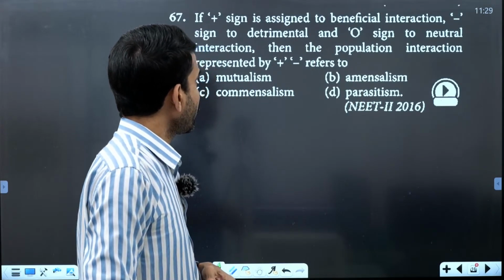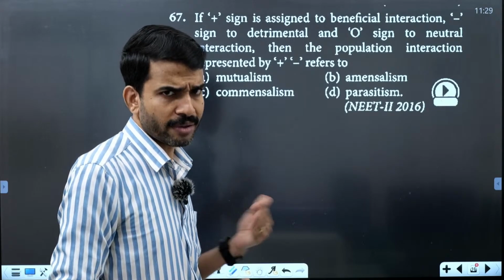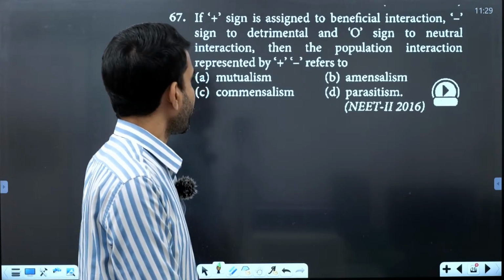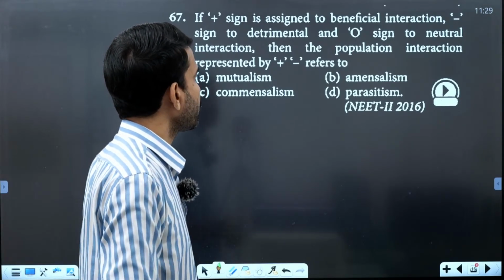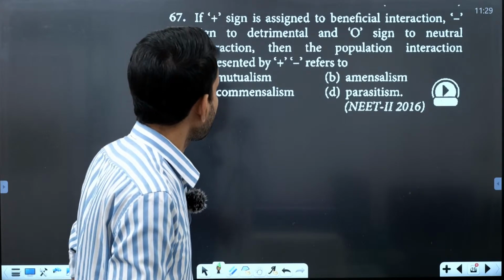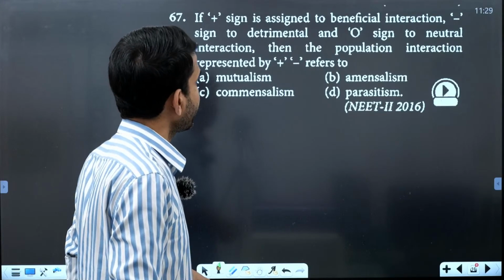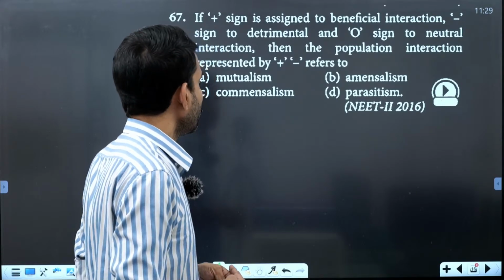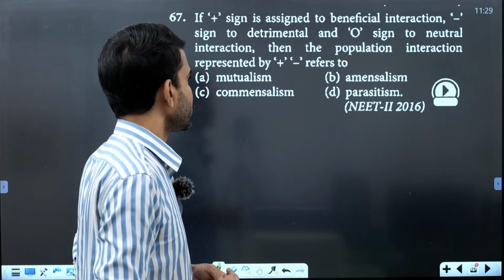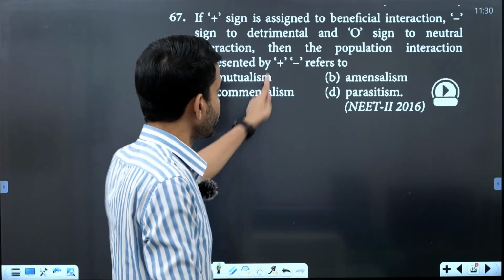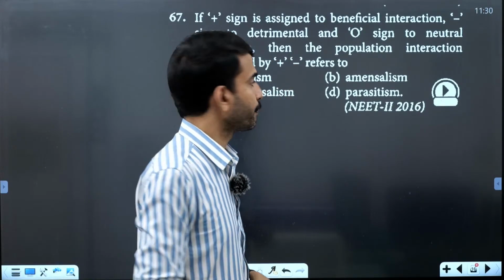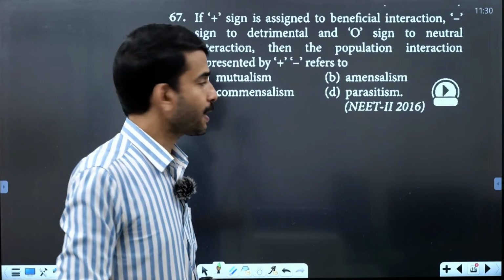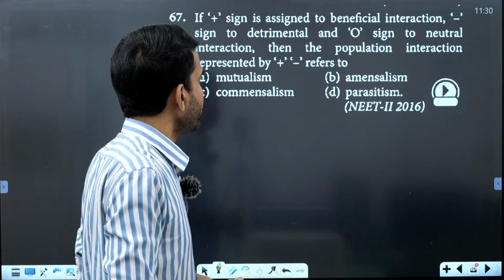Next one, if plus sign is assigned to beneficial interaction, negative sign to detrimental and 0 for neutral interaction, then the population interaction represented by plus minus refers to. Together you have to take, means one species will be getting beneficial effect, other one will be getting harm. So in this list, you have to choose right answer. We have option A, mutualism, option B, amensalism, option C, commensalism, and option D, parasitism.